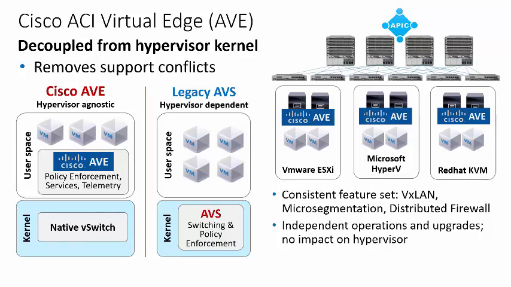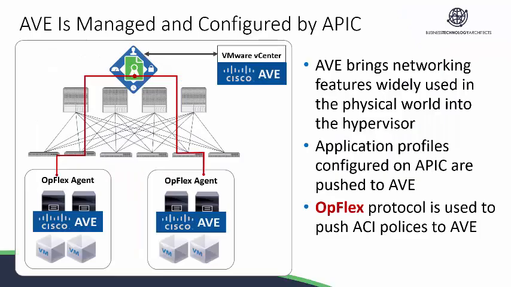You're going to see more AVEs. As you can see, the AVE can reside in Red Hat and Hyper-V and ESXi, with a consistent feature set: VXLAN, microsegmentation, distributed firewall, independent operations and upgrades, and no impact on the hypervisor. AVE is managed and configured by the APIC. The AVE brings networking features widely used in the physical world into the hypervisor. Application profiles configured on the APIC are pushed to the AVE, and it utilizes the OpFlex protocol.